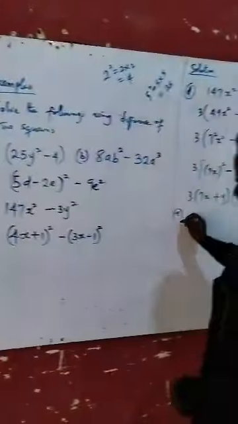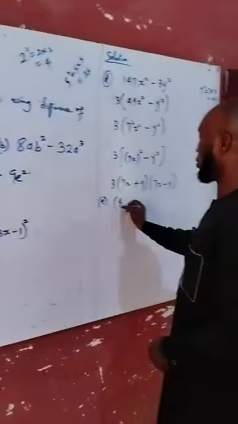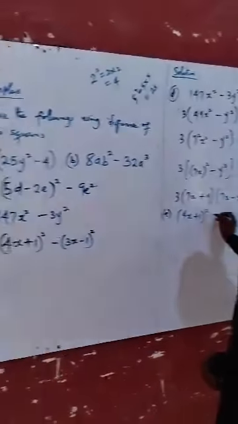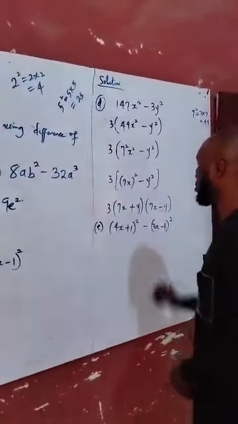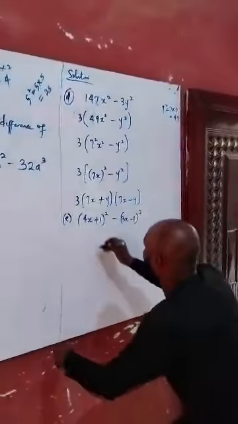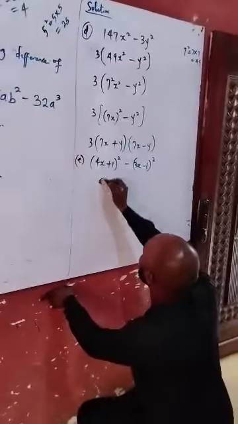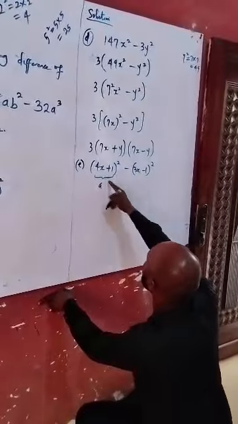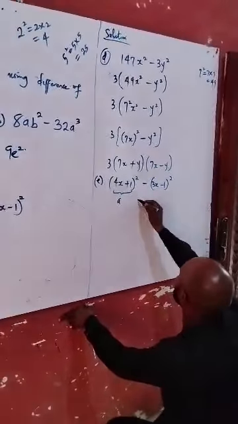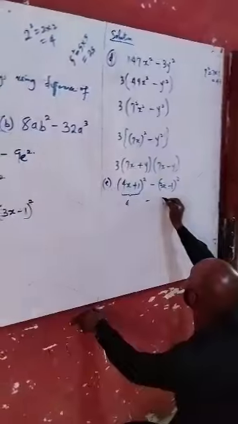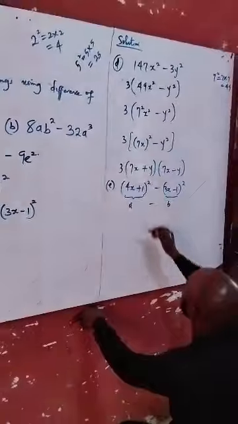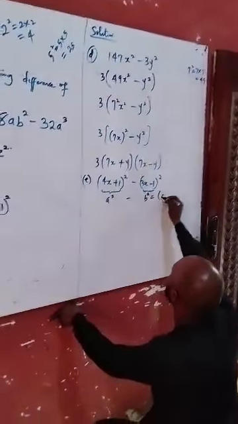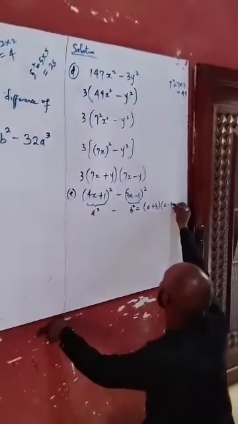Now to the last one, which is e. We have 4x plus 1 raised to power 2 minus 3x minus 1 raised to power 2. So apply the difference of two squares now. My a is this. This is my a. 4x plus 1 is my a. Minus my b is this. 3x minus 1 is my b. You know, a squared minus b squared is a plus b, a minus b.